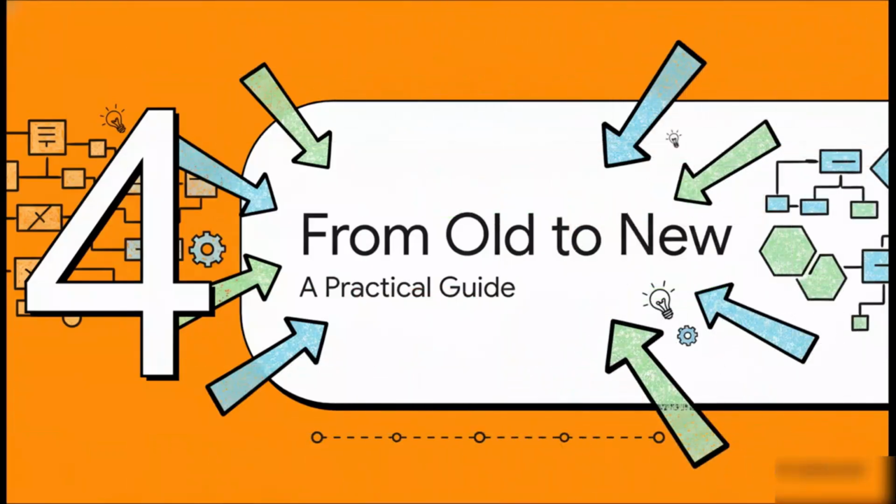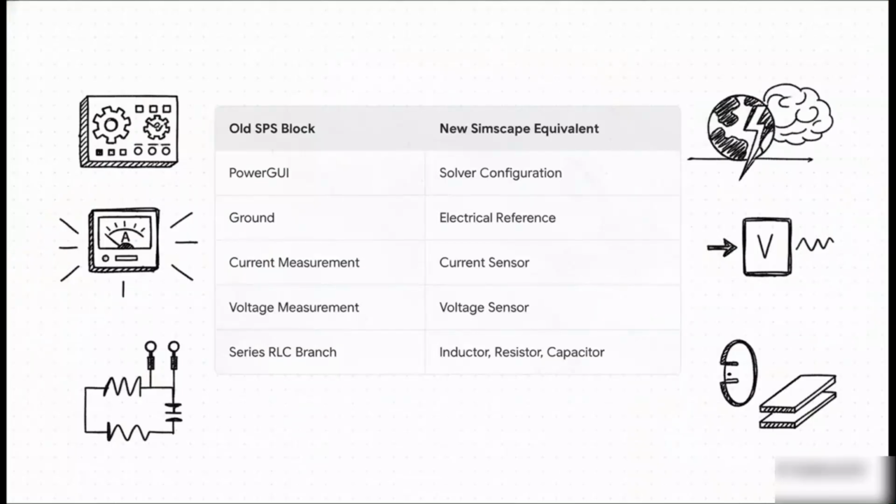Okay, so we've got the new rules, we know the key players. Now let's put it all into practice with a step-by-step guide for actually converting your old models. This right here is the slide you're going to want to screenshot. This is your direct translation guide. Where you used to use Powergui, you now use a solver configuration block. Ground gets replaced by electrical reference. Your old measurement blocks are now sensor blocks. And a complex all-in-one block like the series RLC branch, well, now you build it from its fundamental parts, an inductor, a resistor, and a capacitor.